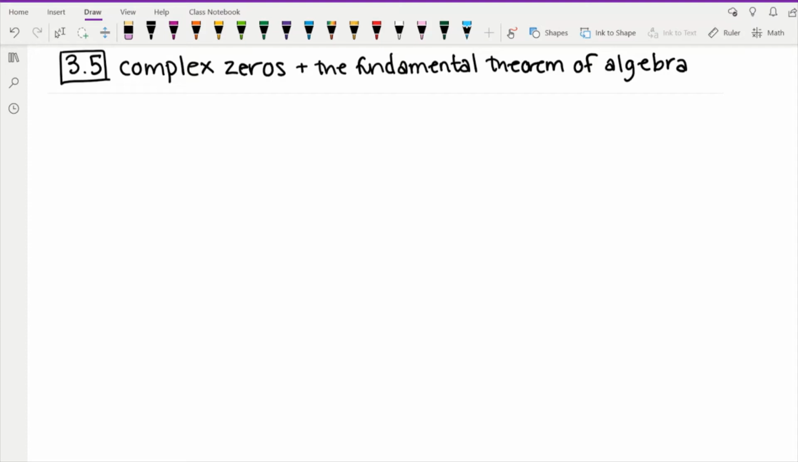Hi everyone. So in this video, we're going to be returning to a concept that we talked about earlier. If you remember, in the context of quadratic functions, we learned about these types of numbers called complex numbers. And so we'll be returning to that idea in this video and seeing how complex numbers show up in the context of polynomials.